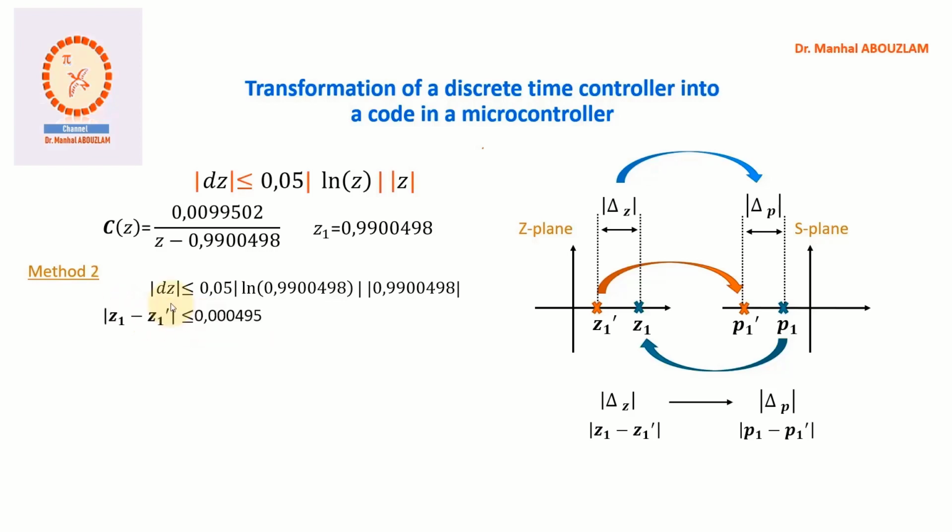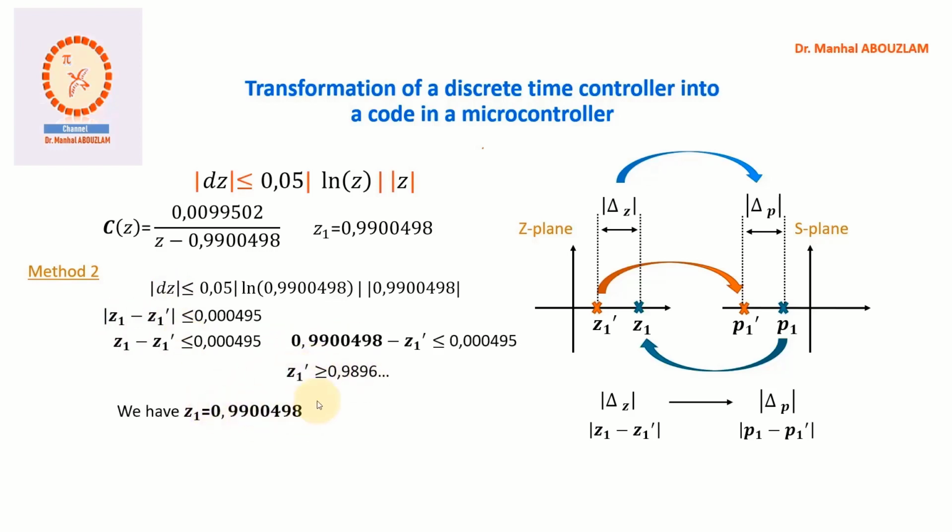For the second method, in place of delta z, we put here z1 minus z1 prime, and after mathematical development, we can get this inequality. Now we have our pole. Okay, now how to do in the second method? We try to keep 1 digit after decimal point, then we check this inequality. That means we ask the question, is z1 prime higher than this value? We can observe that z1 prime is not higher than this value, so this inequality is not verified.